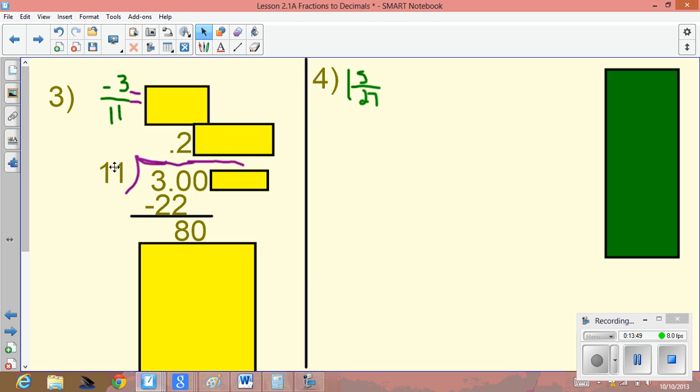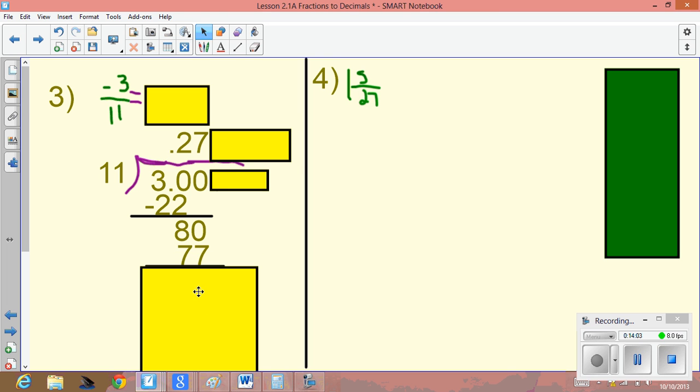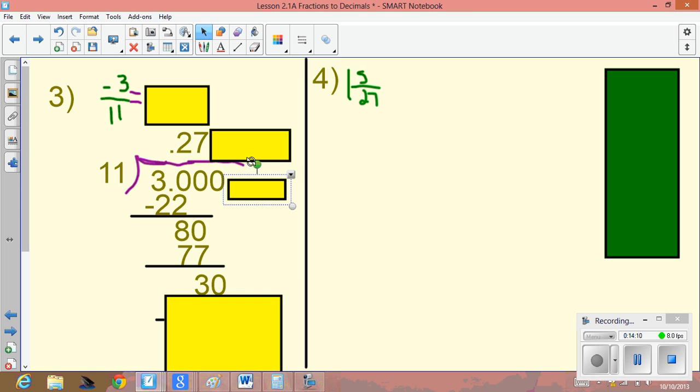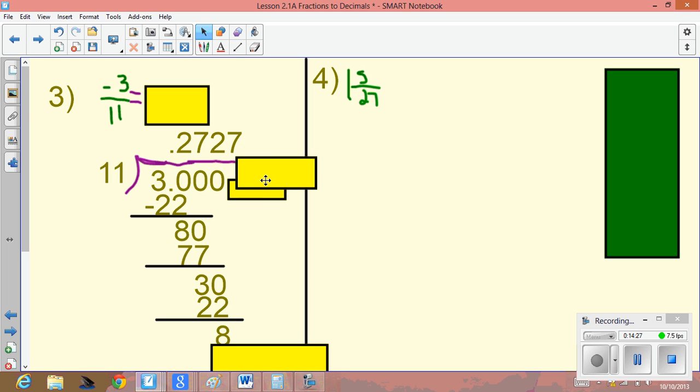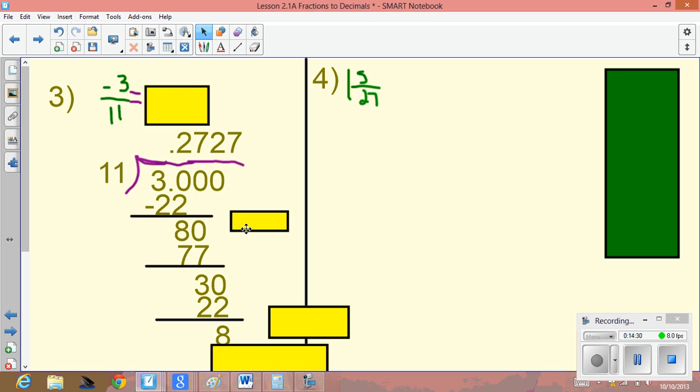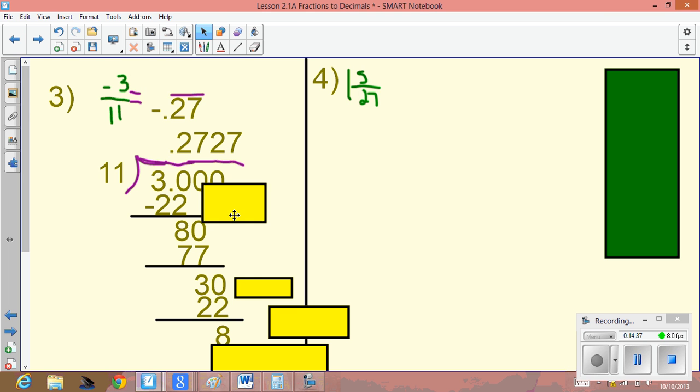11 goes into 80 7 times. 7 times 11 is 77, and when we subtract here, we get 3, and add a 0, bring that down. And how many times does 11 go into 30? Hopefully you said 2. 2 times 11 is 22. When we subtract, we get an answer of 8. We could add another 0. If you notice, the pattern's just going to keep going. 2, 7, 2, 7, and so on. So our final answer, 3 over 11 equals -0.27 repeating.